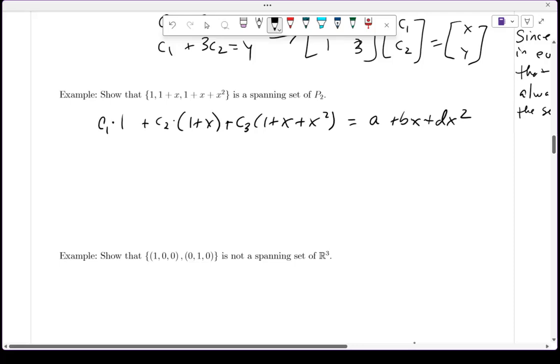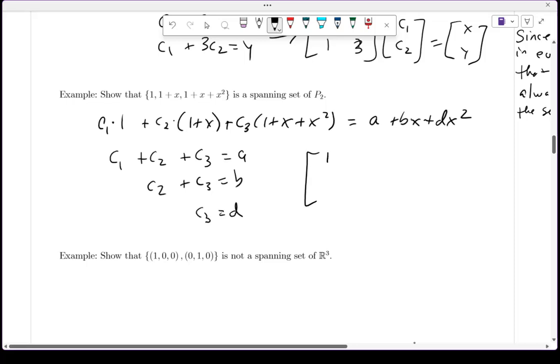Is it going to be a spanning set? What has to be true if this is going to be true? What system of equations can you set up? C1 plus C2 plus C3 equals A. Okay. And? C2 plus C3 equals B. Good. And? C3 equals D. Good. That has to be true, right? No matter what we pick for A, B, and D, correct?